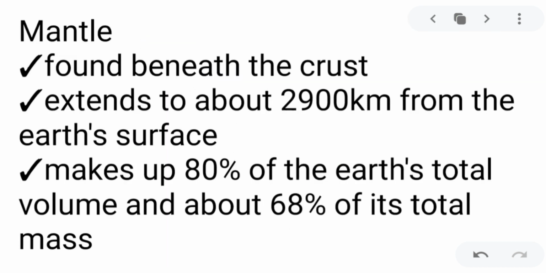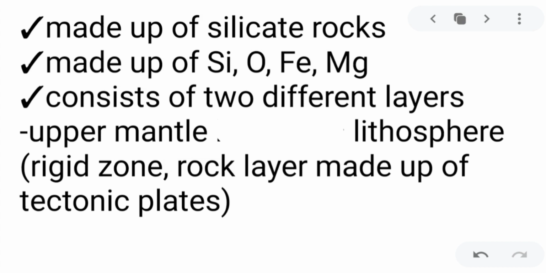It extends to about 2,900 kilometers from the Earth's surface and makes up 80% of the Earth's total volume. When we say volume, the amount it occupies, and about 68% of its total mass. It is made up of silicate rocks. When we say silicate rocks, it contains silicon and oxygen, in which it is made up of silicon, oxygen, iron, or magnesium. It consists of two different layers. We have the upper mantle and the lower mantle.